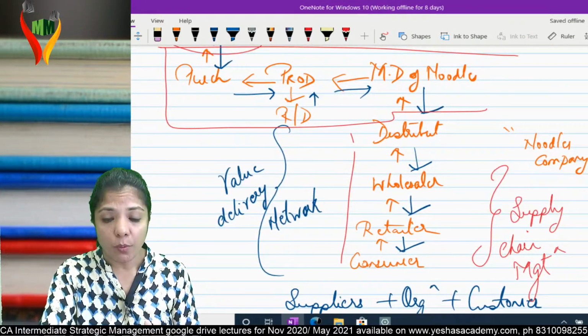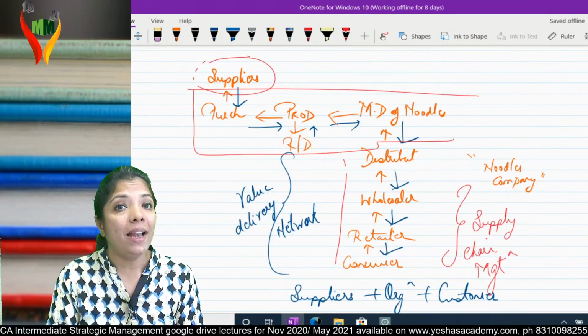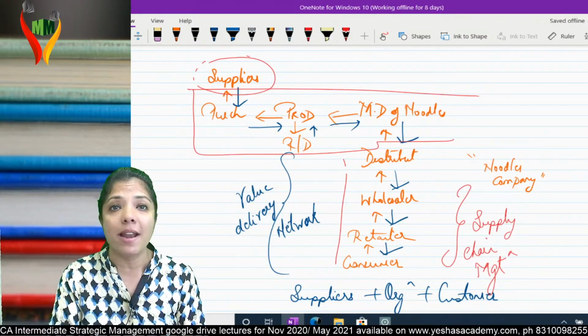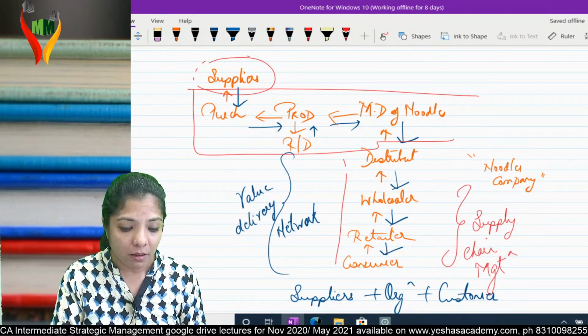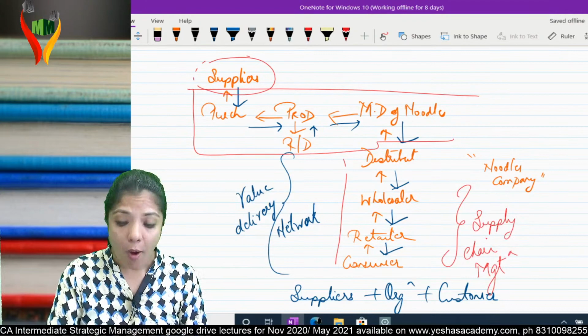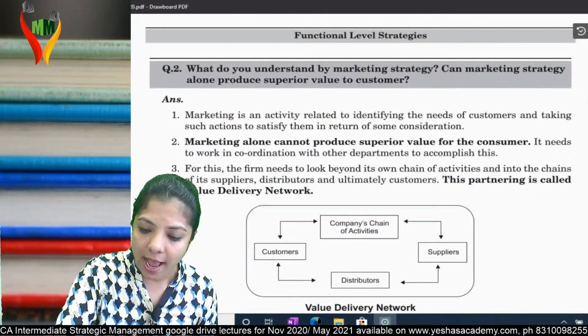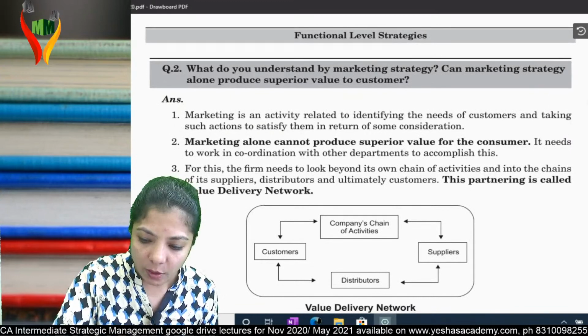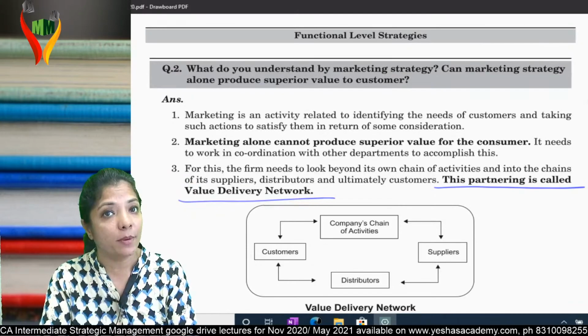And this whole network is called the value delivery network. It is also called supply chain management. Can I go ahead? Is point number two clear? This partnership is called the value delivery network. Is question number two clear?